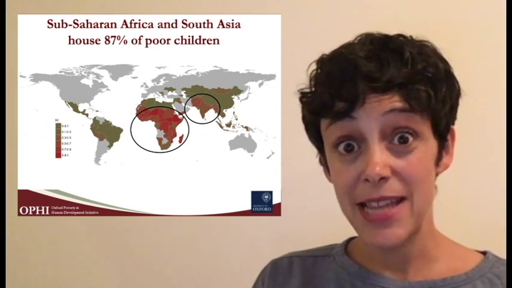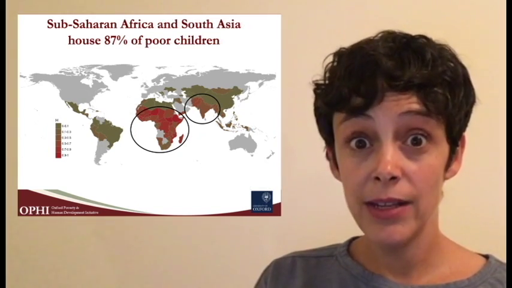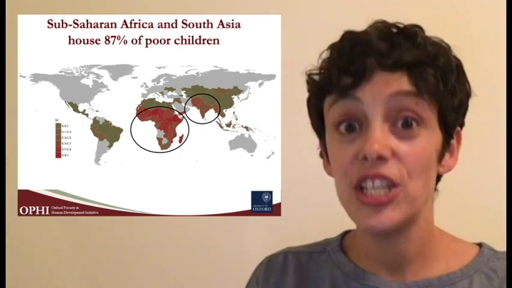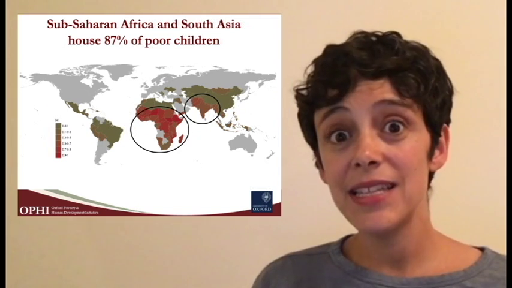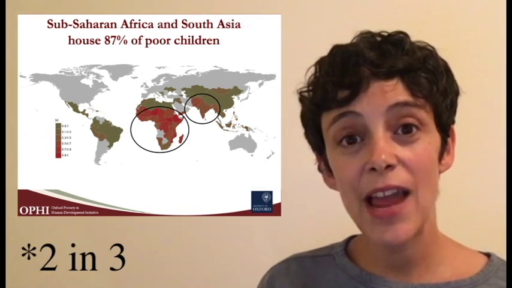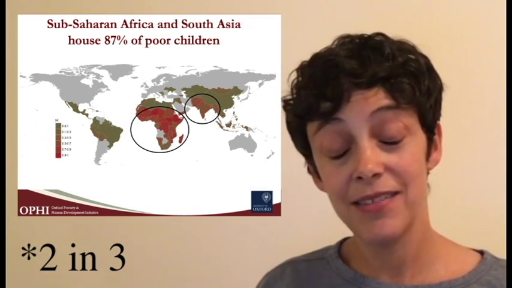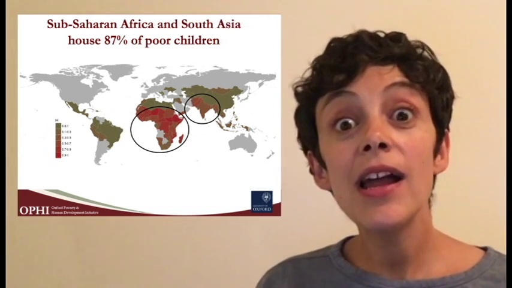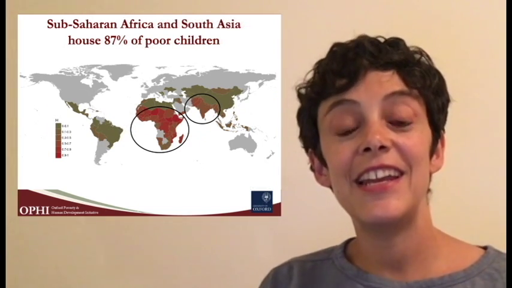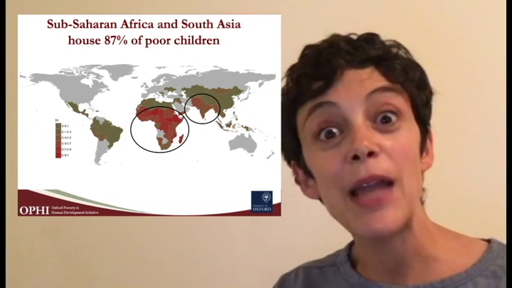66% of children in Sub-Saharan Africa are MPI poor, and 50% in South Asia. This means that 1 in every 3 children in Sub-Saharan Africa and 1 in every 2 children in South Asia are MPI poor.